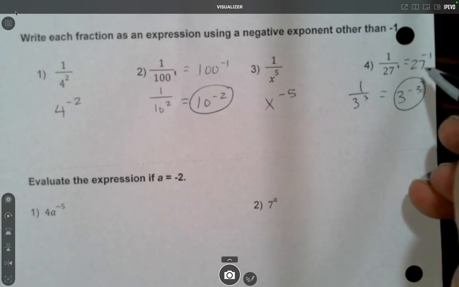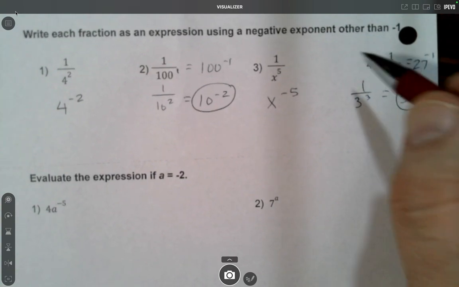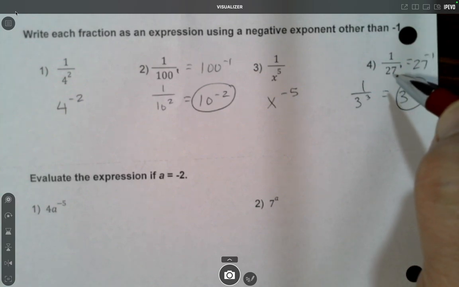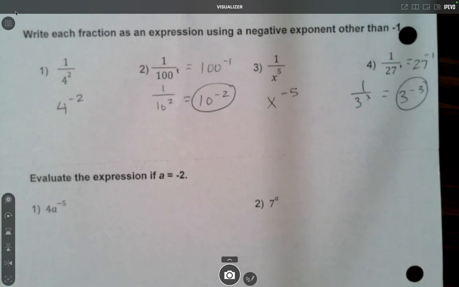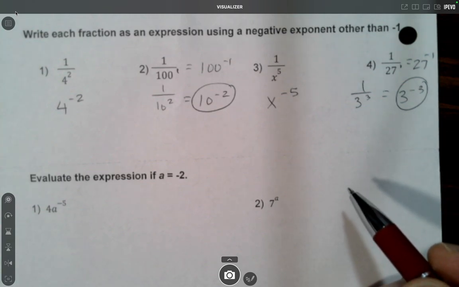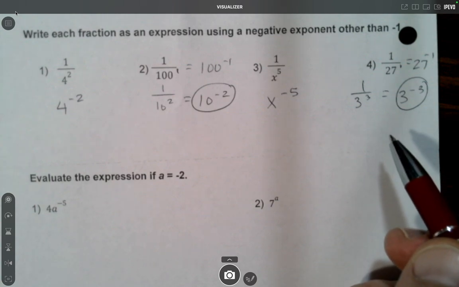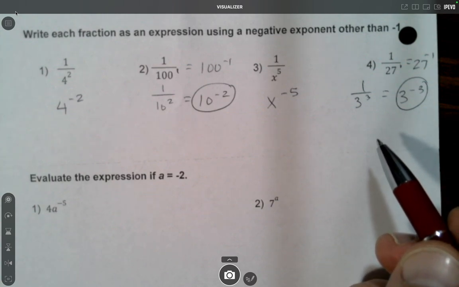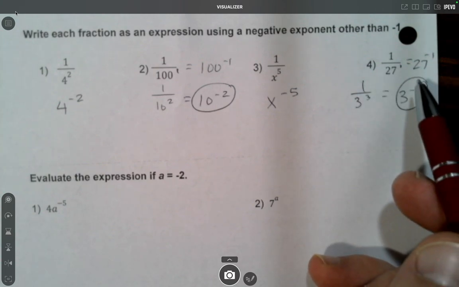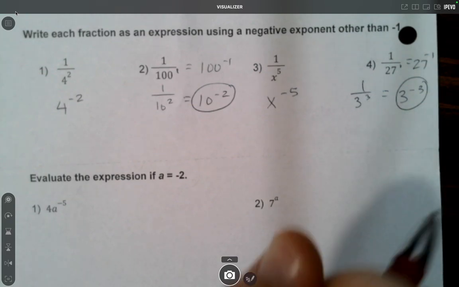This is mathematically the same as this. But since the directions said to write it using a negative exponent other than negative 1, that's why we had to change 27 to 3 cubed and get this. Now you can guess and check in your calculator. I'm never going to ask you to do more than a squared or a cubed in this. I'm not going to ask you to memorize or try to think about what to the fourth or what to the fifth. So you can guess and check if you need to figure these numbers out. Squared and cubed is as much as I'll ask you to do.